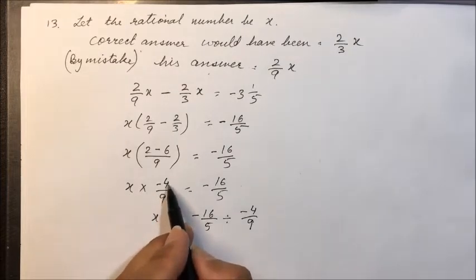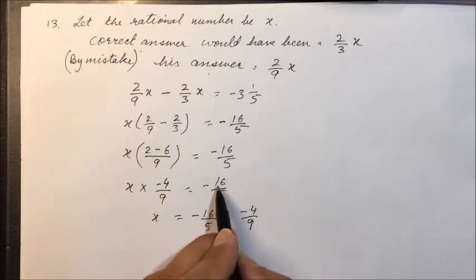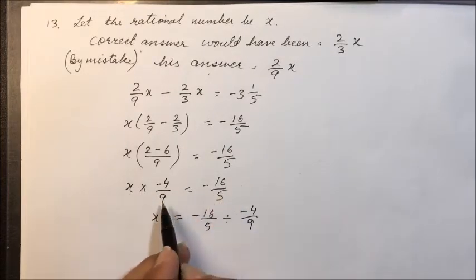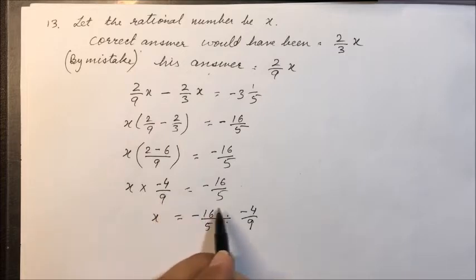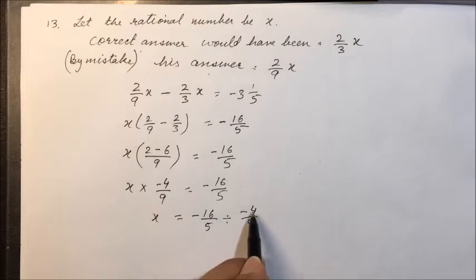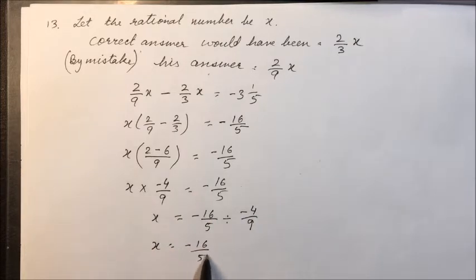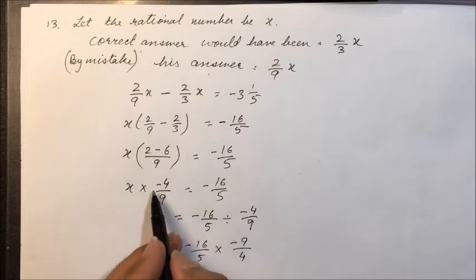So x into minus 4 upon 9 equal to minus 16 upon 5. From the LHS we can take this to the RHS. x equal to minus 16 upon 5 divided by minus 4 upon 9. x equal to minus 16 upon 5 into minus 9 upon 4. It doesn't matter if we put the minus here or here or here, so we can also avoid this step.